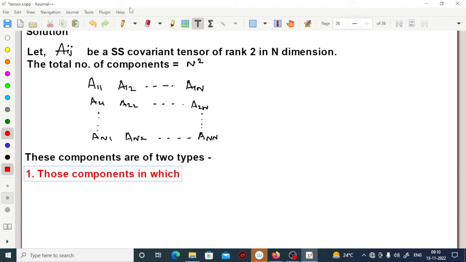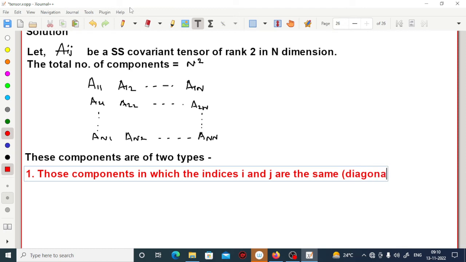in which the indices i and j are the same. মানে কারা? এরা কারা? These are the diagonal elements. Those components in which the indices i and j are the same, that is the diagonal elements. Okay, that is the diagonal elements we are speaking of.